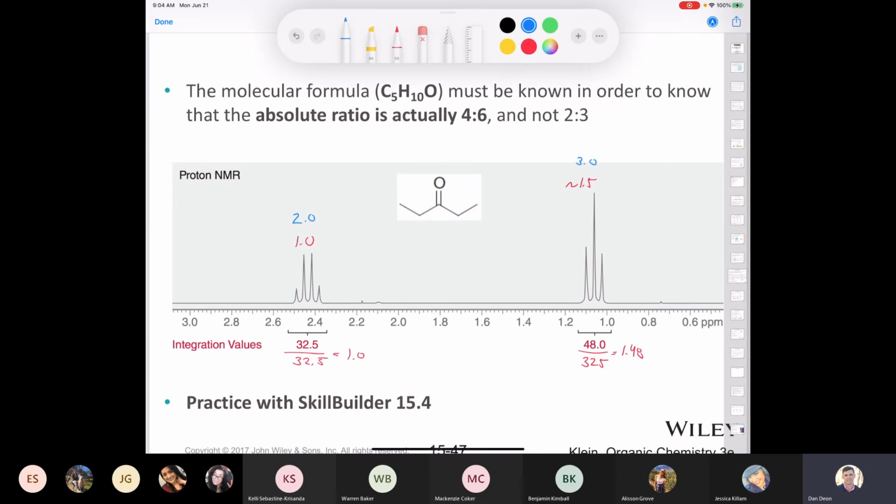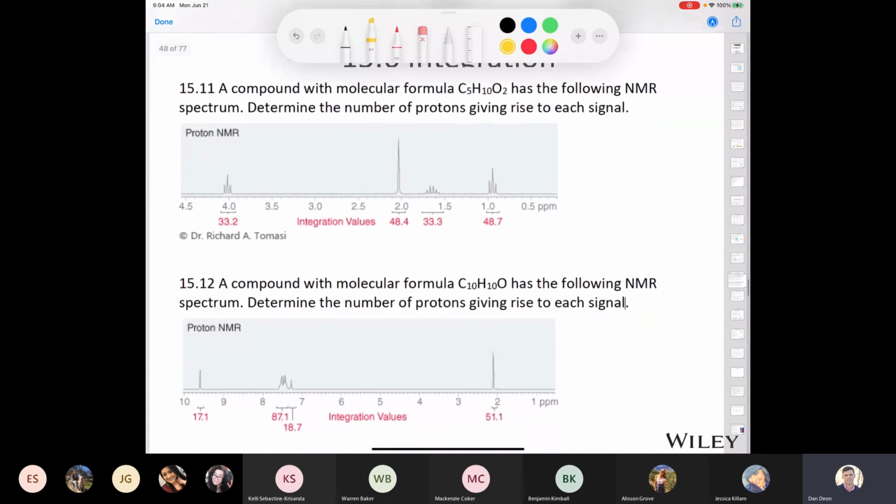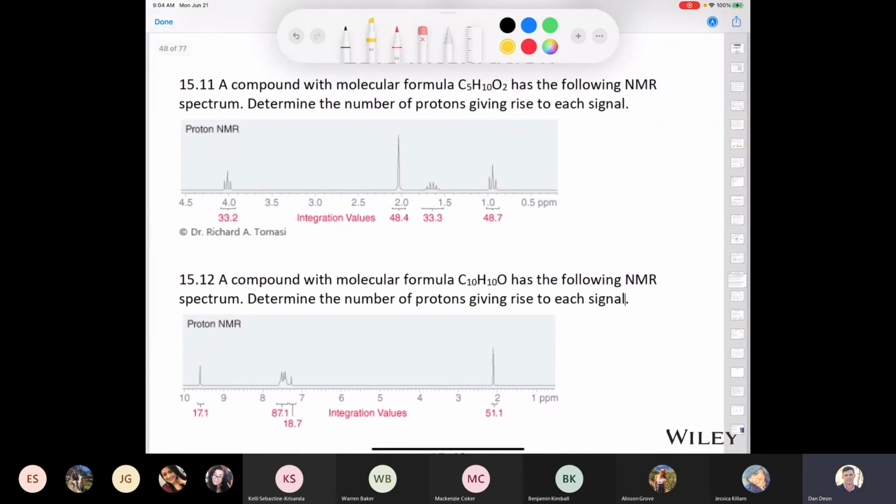So maybe there's 2 protons and 3 protons represented by each signal, but you know that there's actually 4 of the methylenes and there's 6 for the methyl. So it actually represents 4 and 6. Okay, so I should have just put 4. So again, it's just relative numbers of protons. It's like putting a puzzle together, all right? So if you knew the molecular formula was C5H10O, then you know you've got 10 protons, so then 4 plus 6 makes sense. All right, so with all that in mind, let's take a look at a problem.